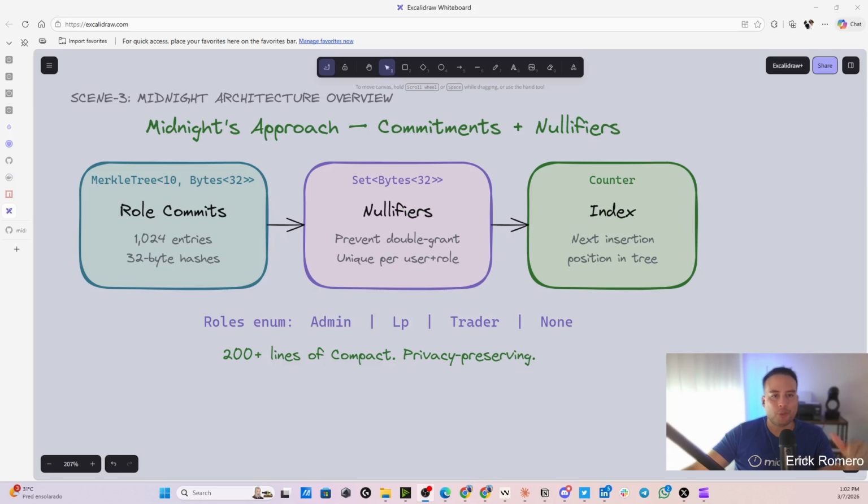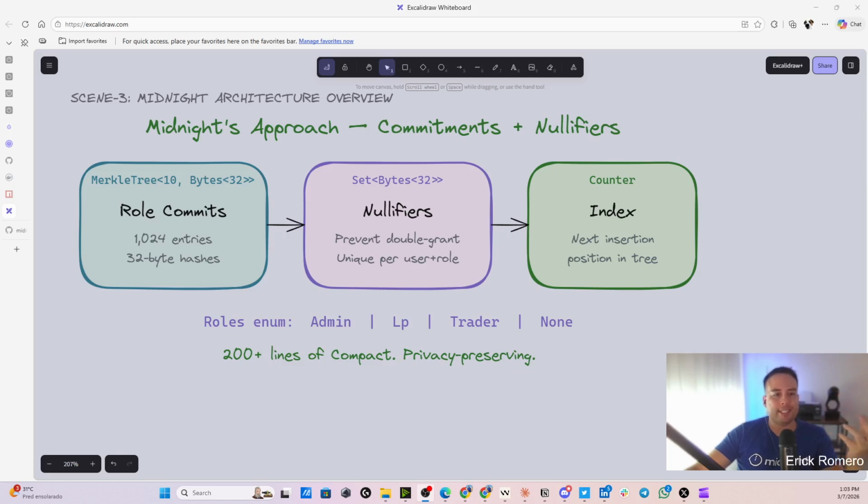First, a Merkle tree. This is where role commitments live. Depth 10, what does that mean? It means that it can hold up to 1024 entries. Each entry is a 32-byte hash, a commitment that some user has some role. But the hash doesn't tell you which user or which role. It's a one-way function. You can't reverse it.